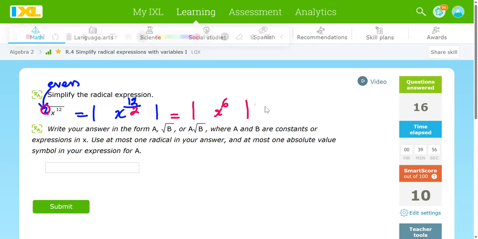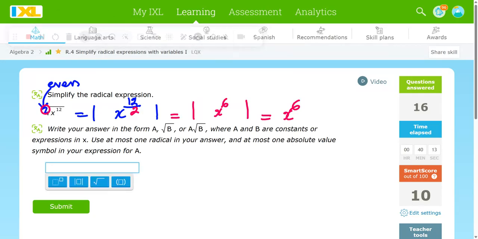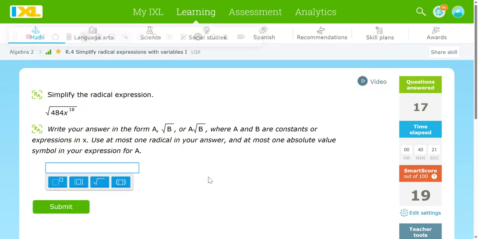But again, x to the power of 6 is always positive. If you have an even power, it always comes out positive, so you can do it without the absolute value sign. Because if you put the absolute value sign in, they might say it's incorrect. So here, I put in x to the power of 6.